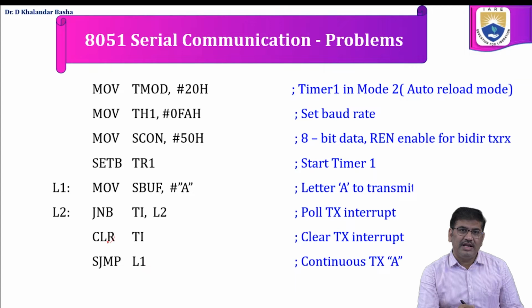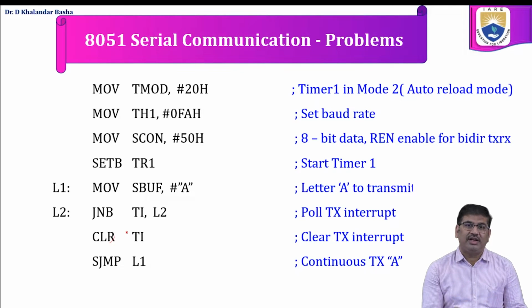Then we clear the TI by using CLR TI. Once the clear is done, one transmission is complete. If I want to go for continuous transmission, SJMP L1. Here L1 loads the accumulator content again. So this is the program for transmission of the data A serially and continuously with a baud rate of 4800.